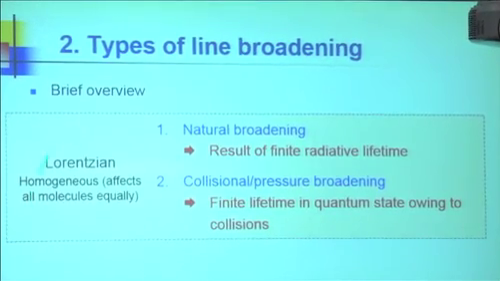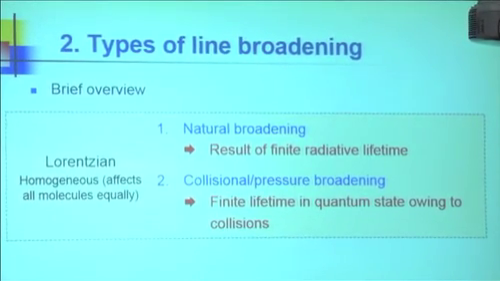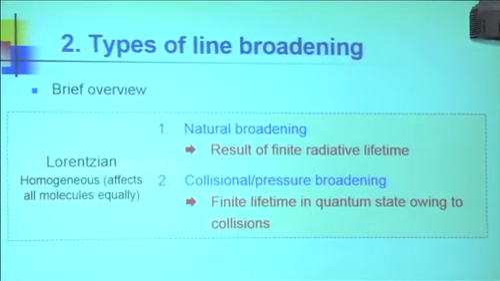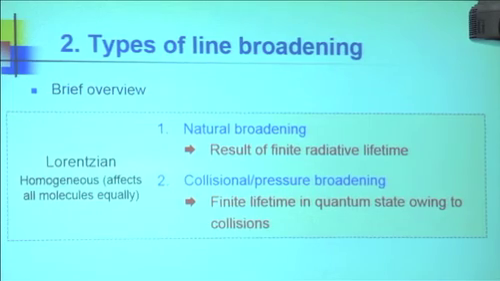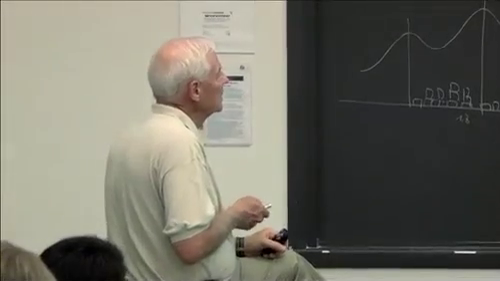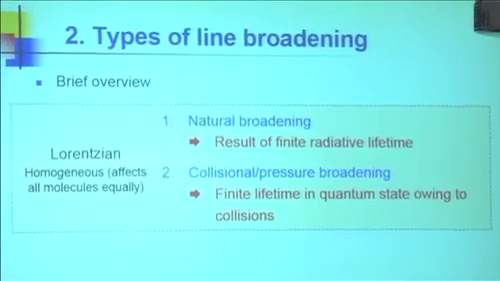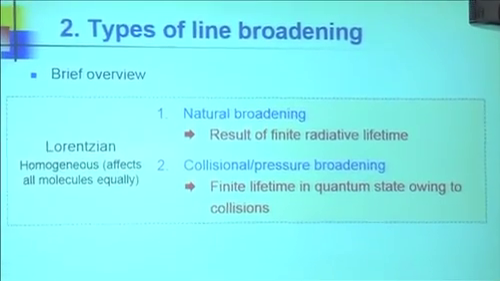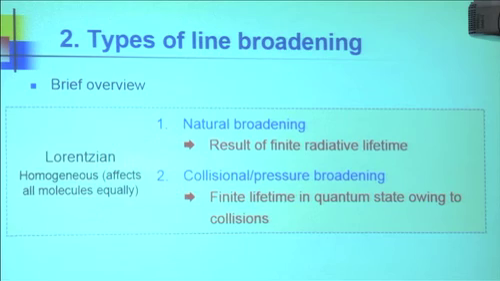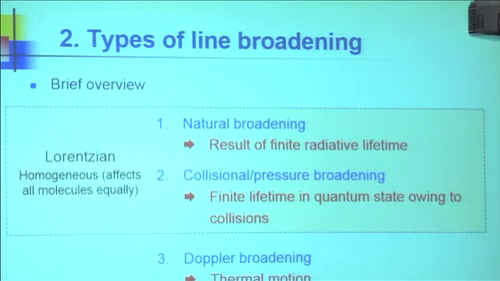These 2 effects are basically associated with the limited amount of time that a molecule spends in its quantum state. It's called homogeneous broadening because it affects all of the atoms and molecules equally, independent of their random motion velocity. I'm going to show you that the mathematical functional form of this broadening is Lorentzian in shape. You'll see what that is.